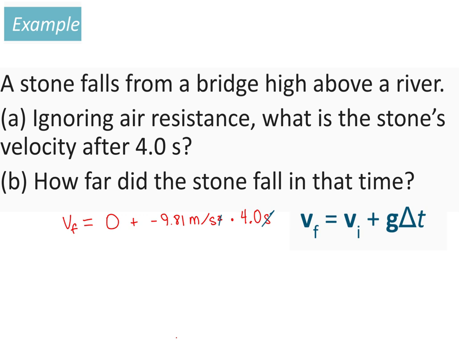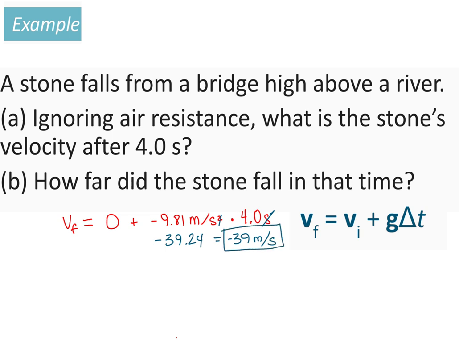When I multiply, what do I get? I get negative 39.24. All right, let's look at our original problem. What did they measure? 2 significant digits is what they measured. I need 2 significant digits here. So how am I going to do this? Negative 39 meters per second is my velocity after 4 seconds.